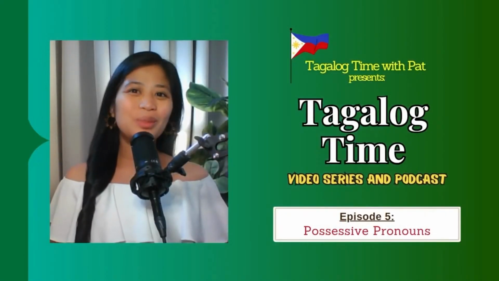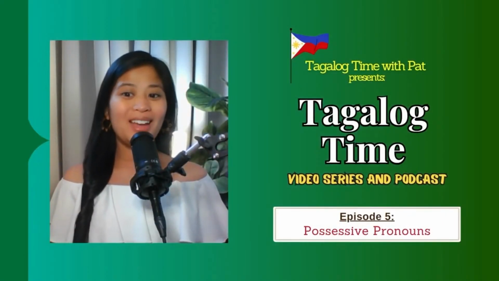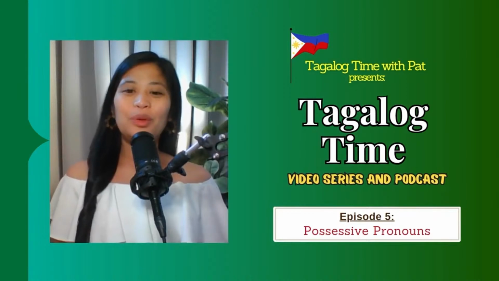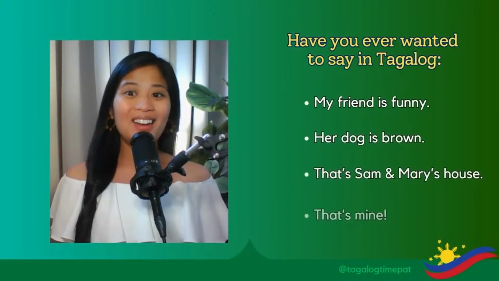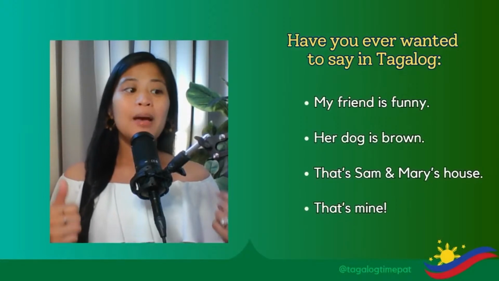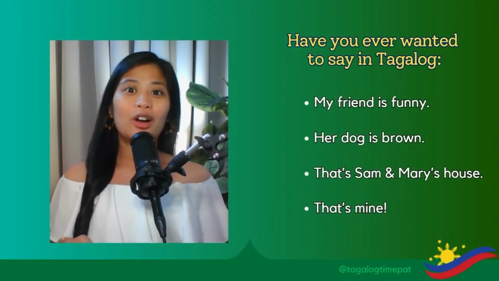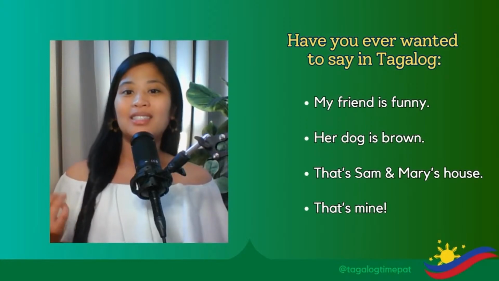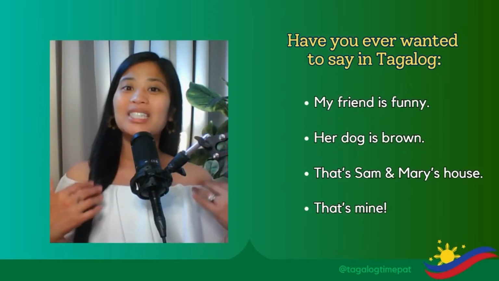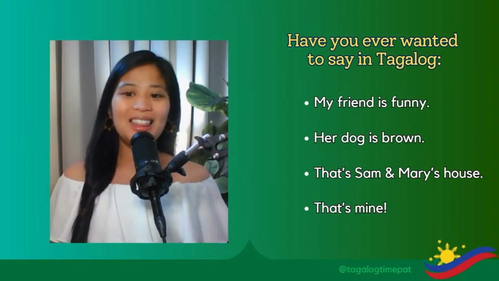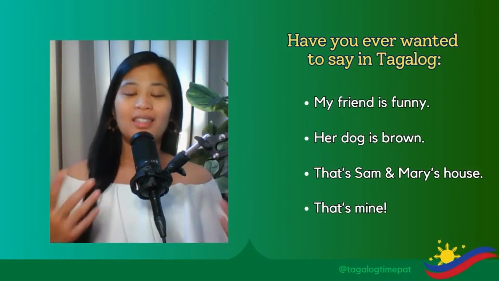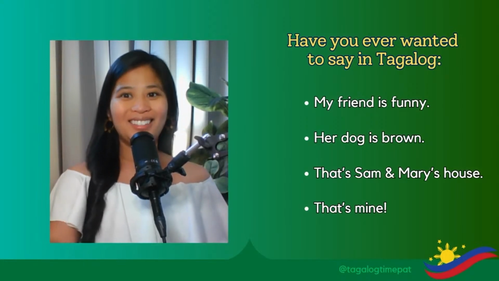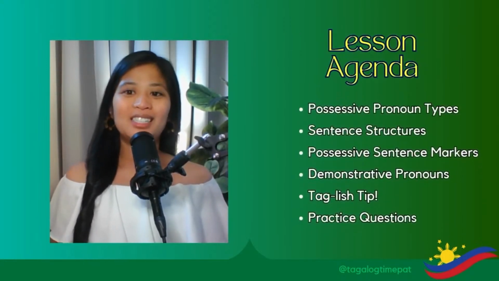Hello, everybody. Welcome to another episode of Tagalog Time with Pat. This is episode 5, and we will be learning how to use possessive pronouns with nouns in Tagalog. Have you ever wanted to say something like, my friend is funny, her dog is brown, or that's Sam and Mary's house, or that's mine? Basically, anything that shows possession or a way to express ownership, that is what we are going to be learning today. So here's today's lesson agenda.